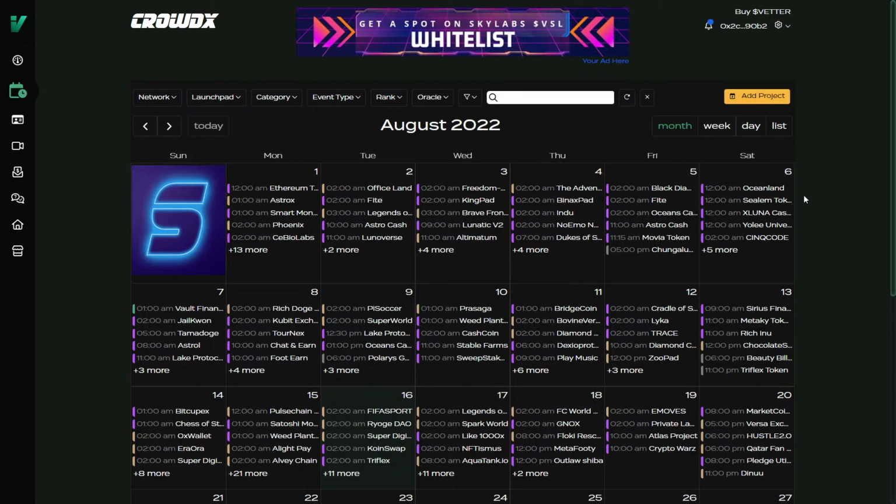This is the CrowdX Calendar. When you hold a Vetter token, you get access to the CrowdX Calendar. Okay, now you may be thinking, wow, there's a lot of projects. There are.